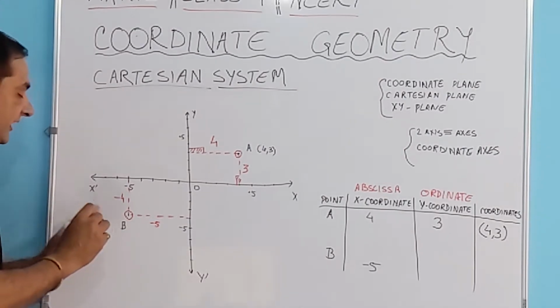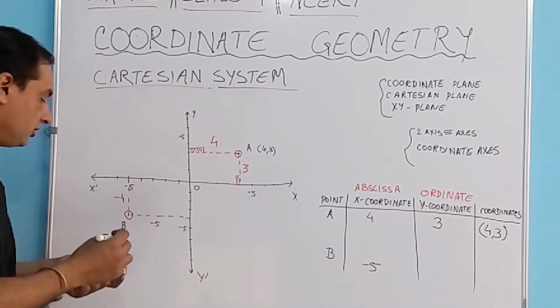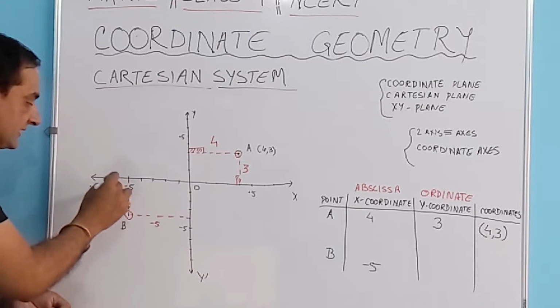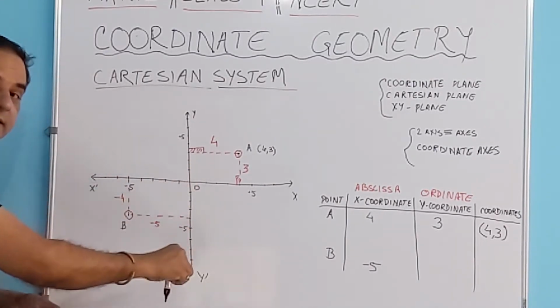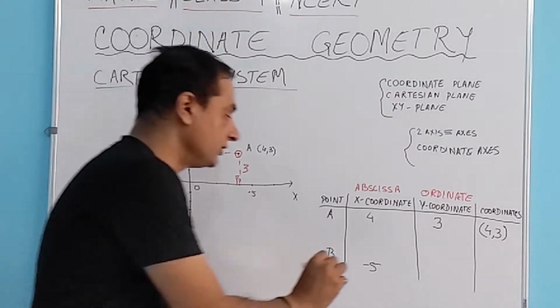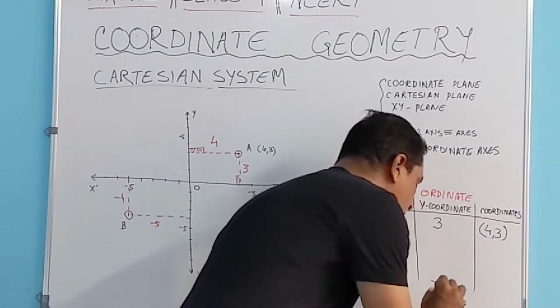If we look at the y coordinate or ordinate of point B, it is the perpendicular distance from the x-axis, and if we look at that, it is 4, and since it is the negative direction, it is a minus sign. So it is -4.